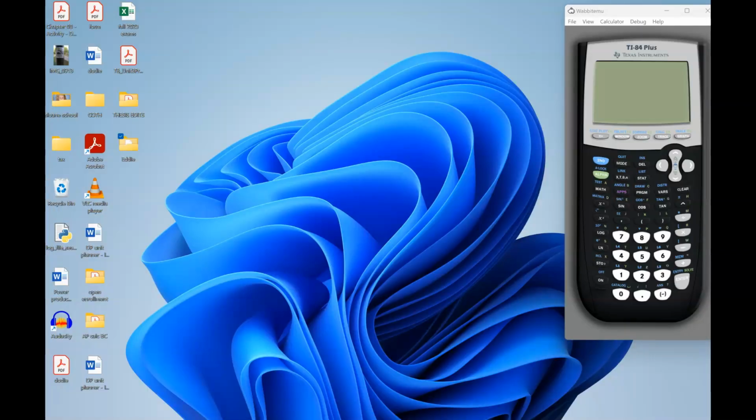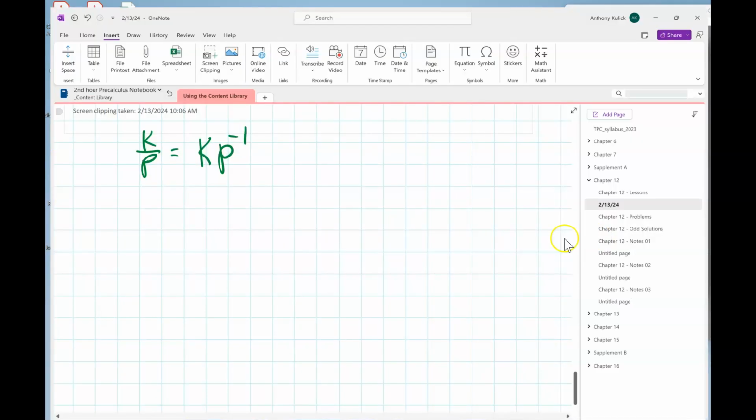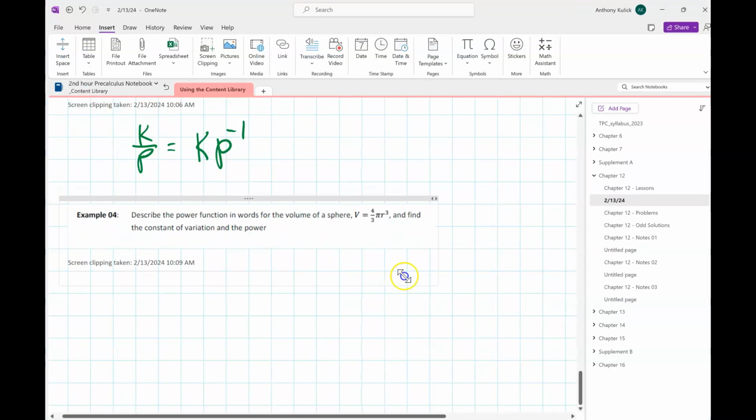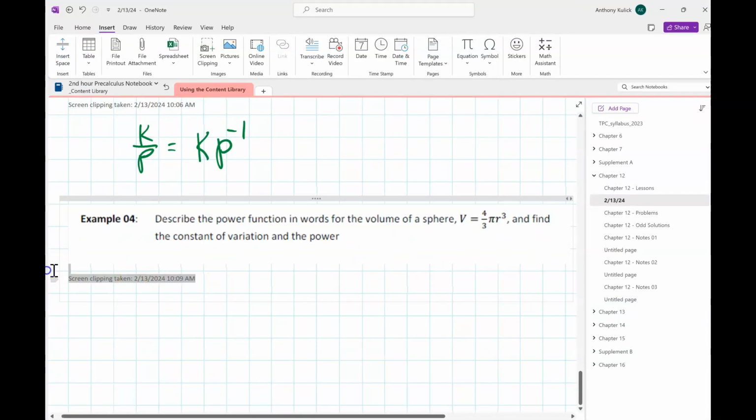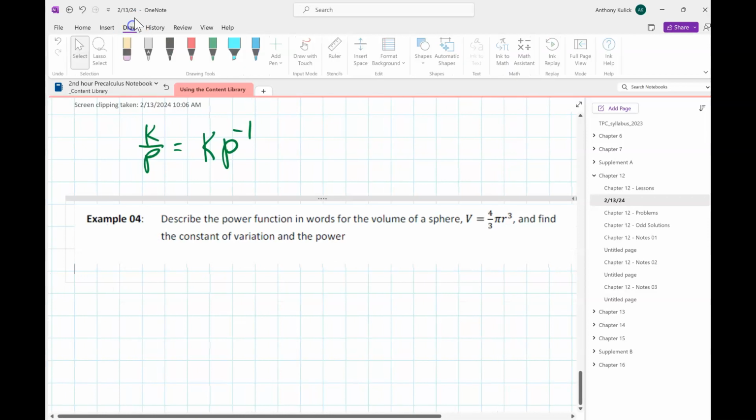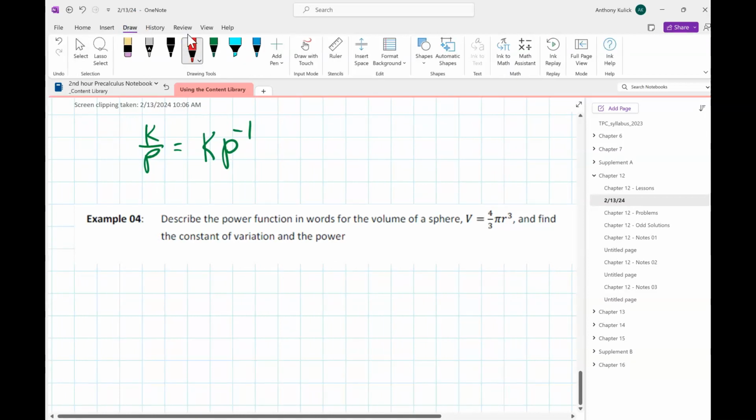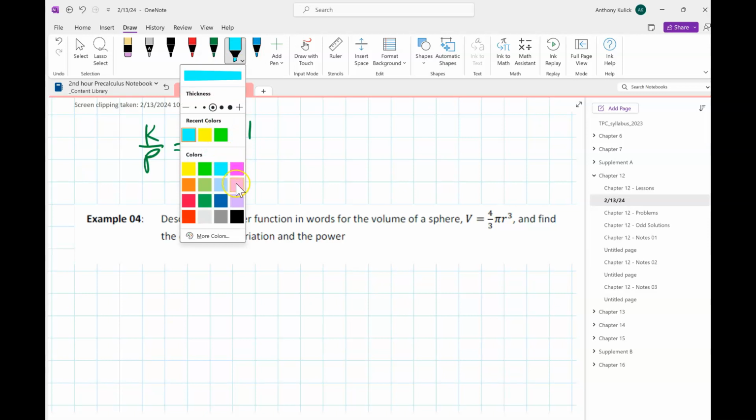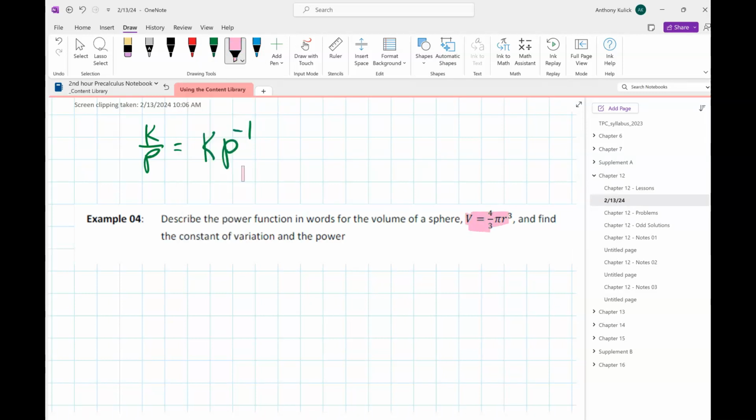Anyways, let's say we have the power function V is equal to 4/3 pi r cubed. What's the constant of variation? It's not just pi. Yes. And what's the power? The exponent. 3. Is the constant of variation just the coefficient? Yep.